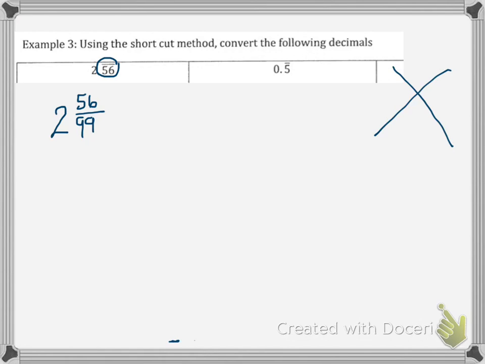0.5 repeating, no whole numbers. You have 5 is the repeating digit, and it's 1 repeating digit, so it's going to go over 1 digit of 9. So repeating values go over 9s is basically the shortcut.